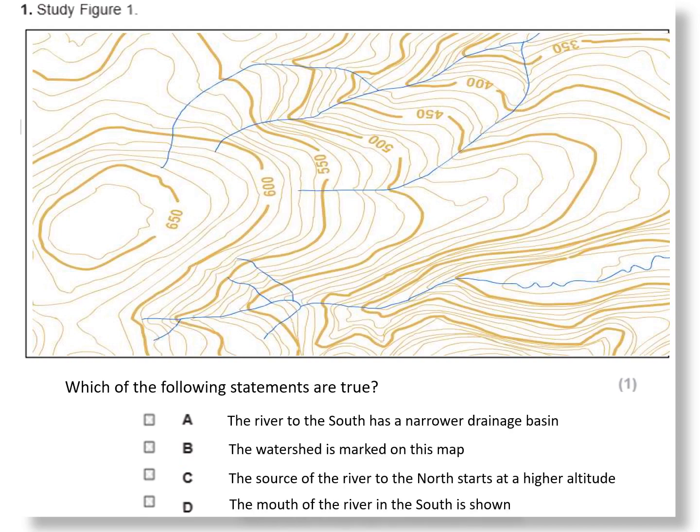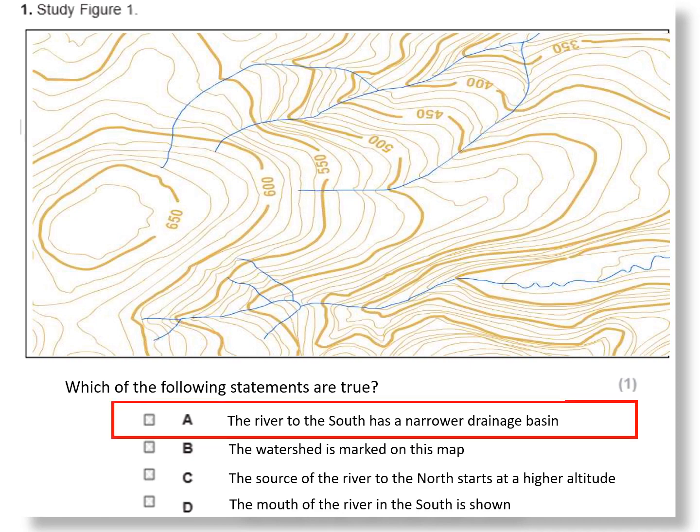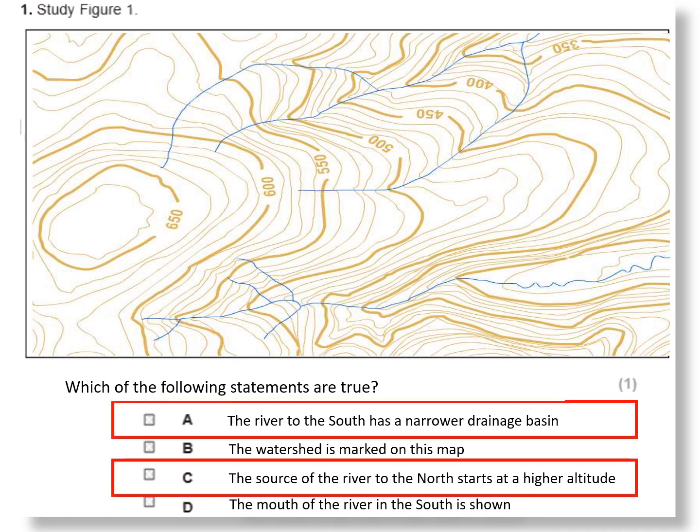Question 4. Which of the following statements are true? There could be more than one. Pause now. The answers were A and C.